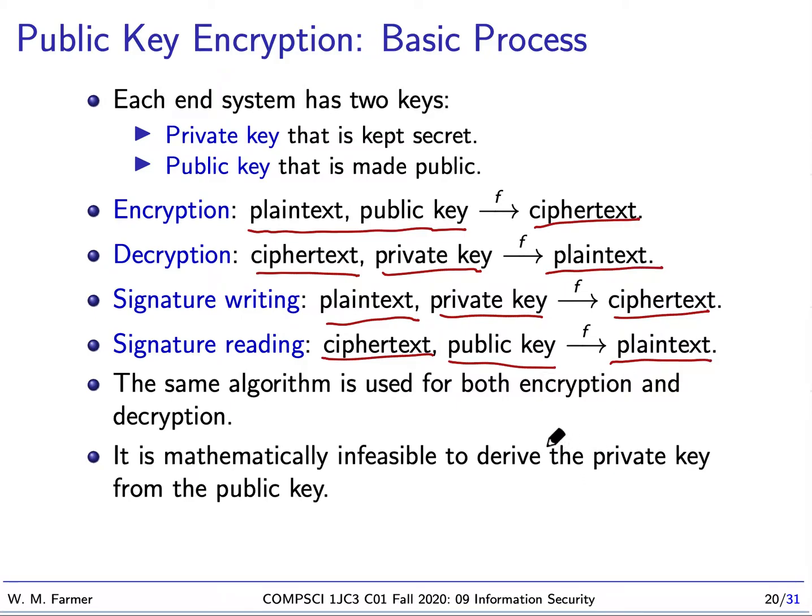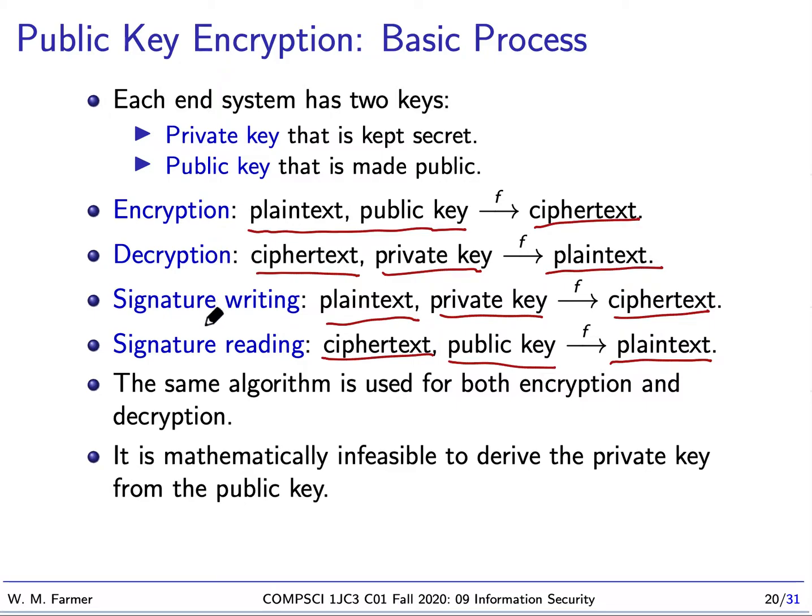And I'm going to go over this again a little bit slower. So the same algorithm is used for both encryption and decryption. And the important thing is it's mathematically infeasible to derive the private key from the public key. The public key is public. Presumably everyone has access to it. But if you have the public key, it's mathematically infeasible to figure out what the private key is.